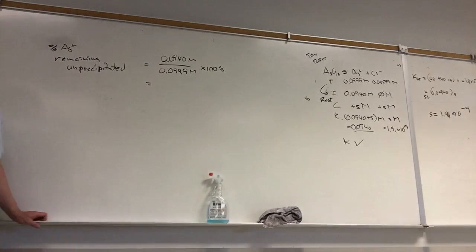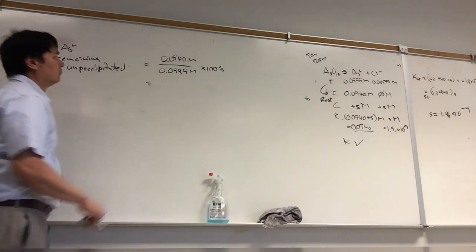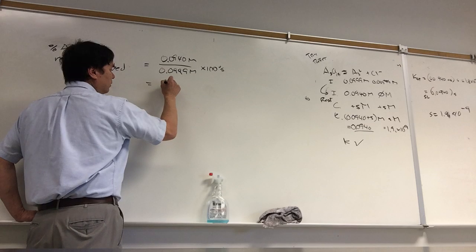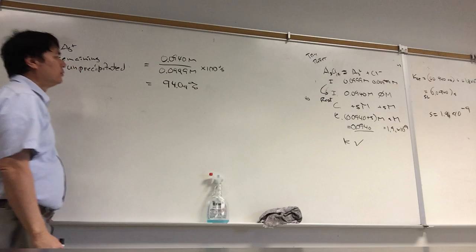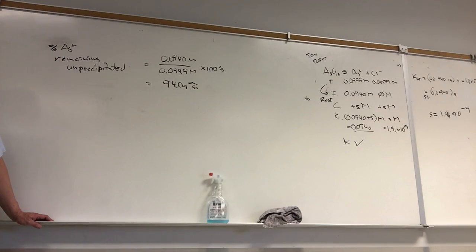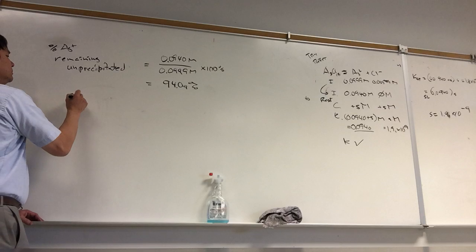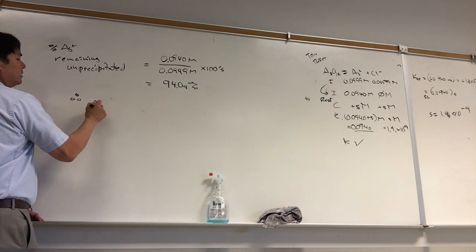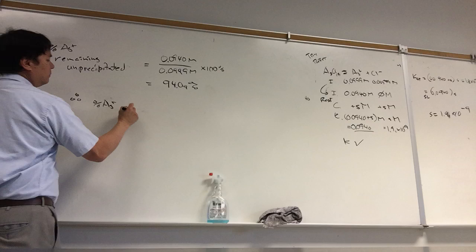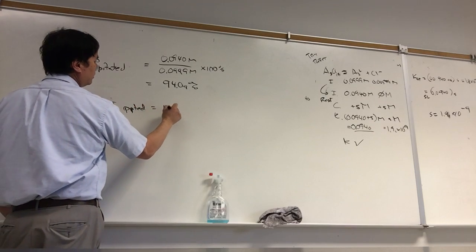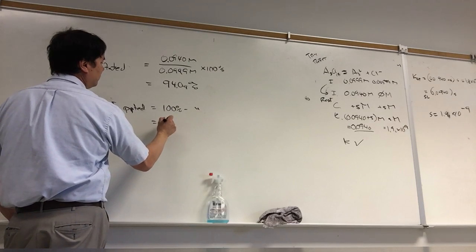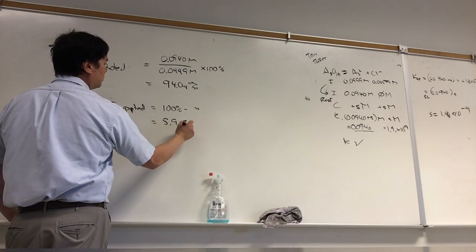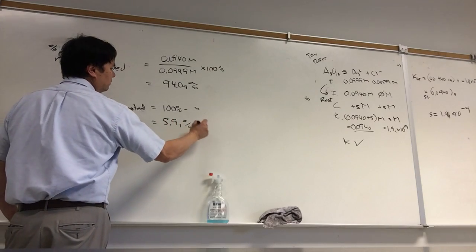So what does that come out to here? 94.094. Okay, about 94% remaining. Therefore, the percent silver precipitated would be 100% minus this, which is going to give us 5.91% precipitation.